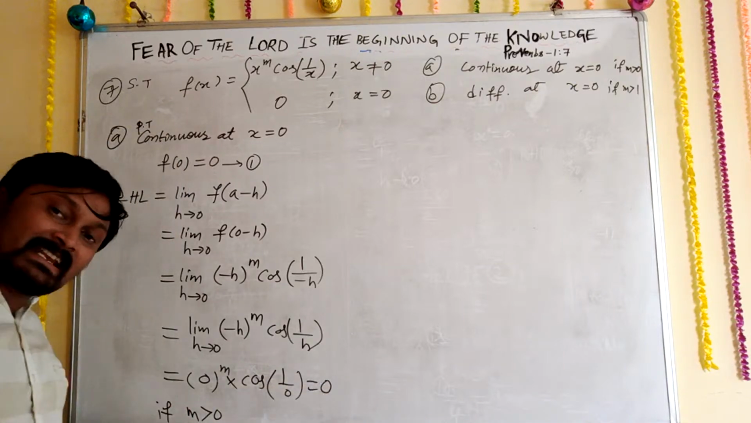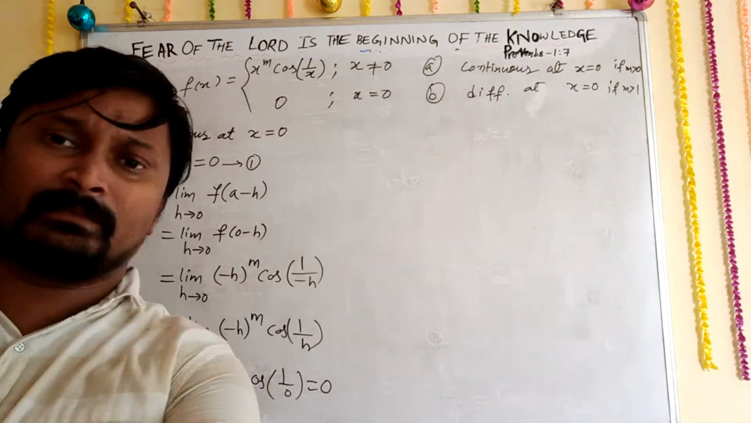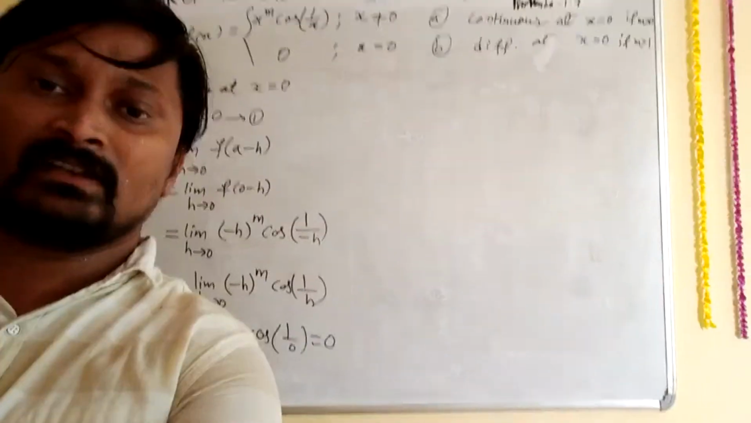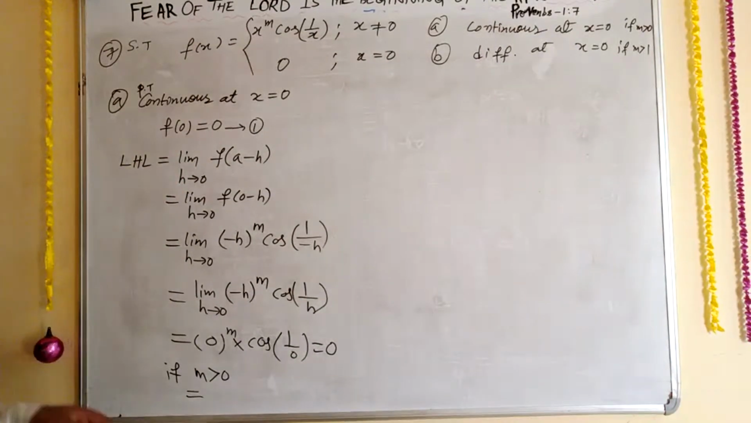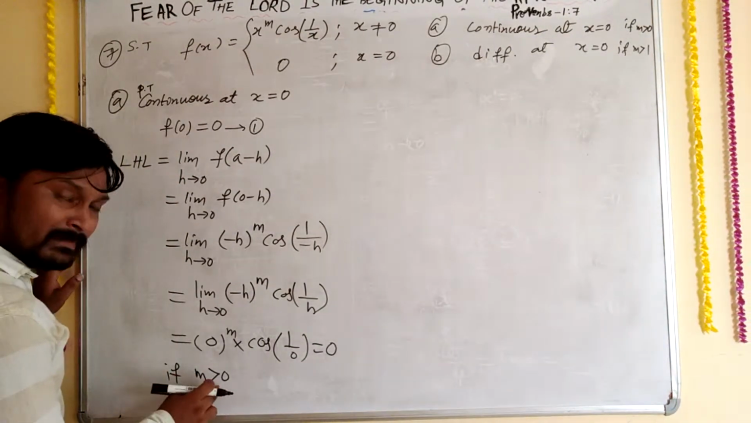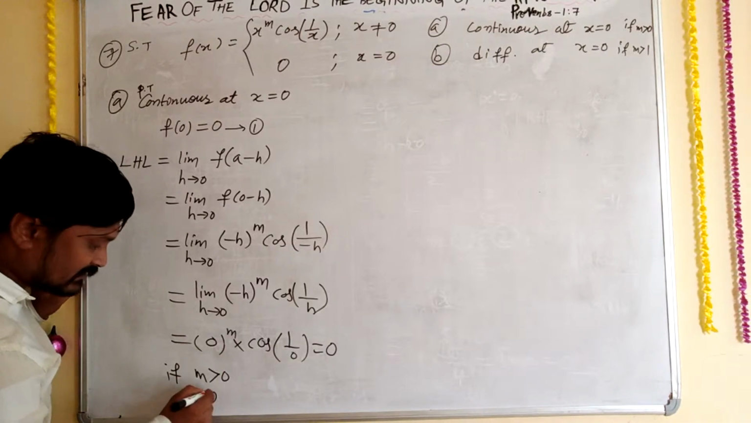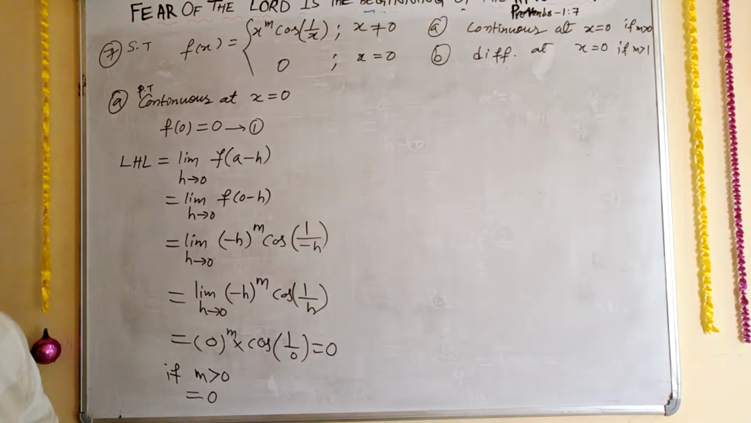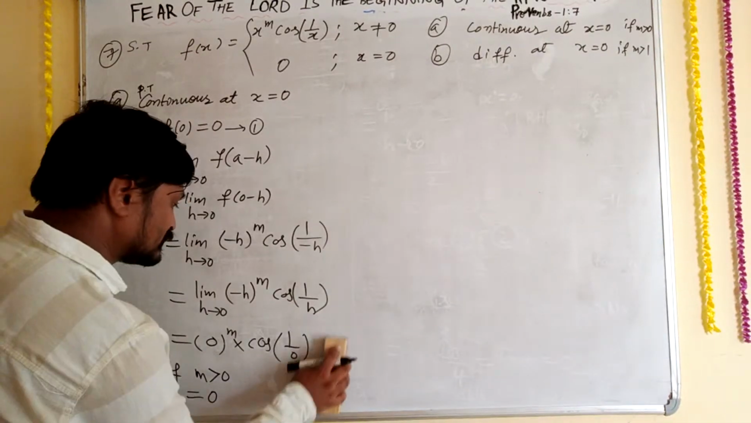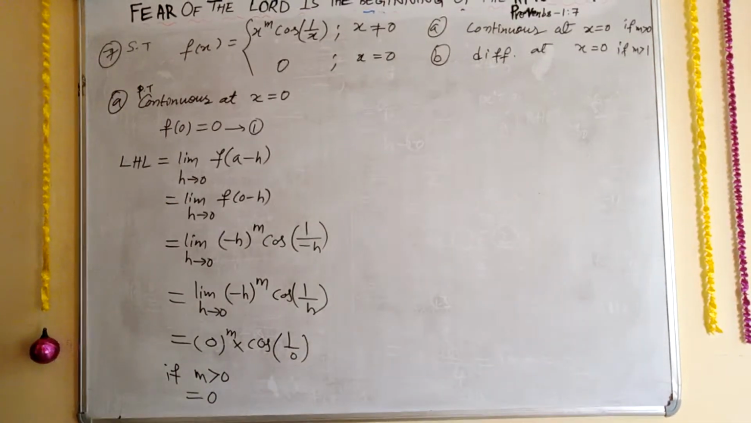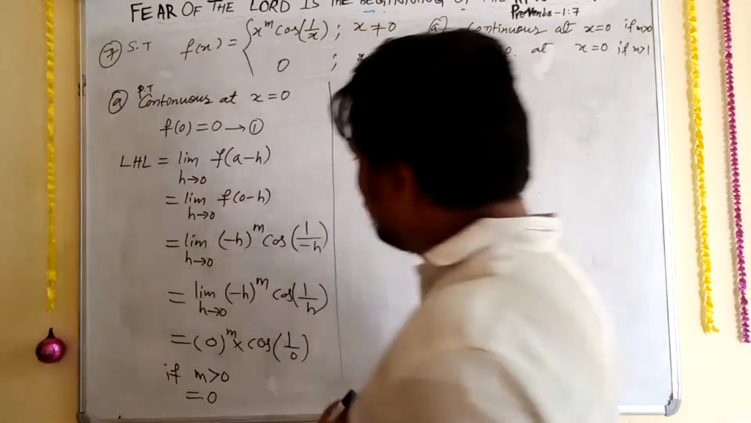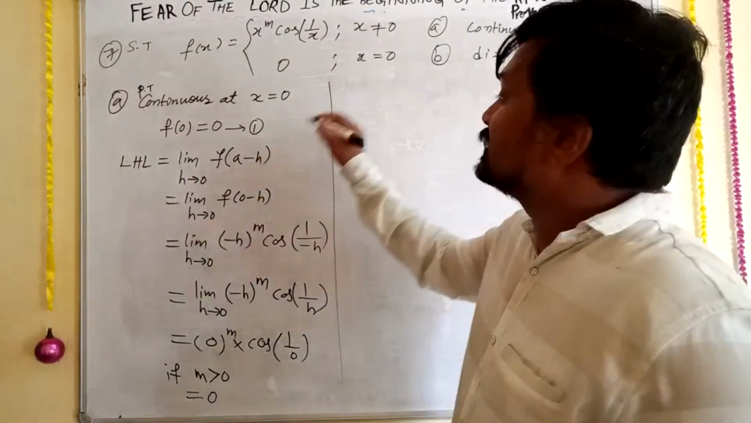If m is greater than 0, anyhow, I think you are not finding that. Let me keep. Yes. So now here, if m is greater than 0, this whole becomes 0. Otherwise, it is not going to be a 0. So that is about that. So now we can go for our right hand limit.